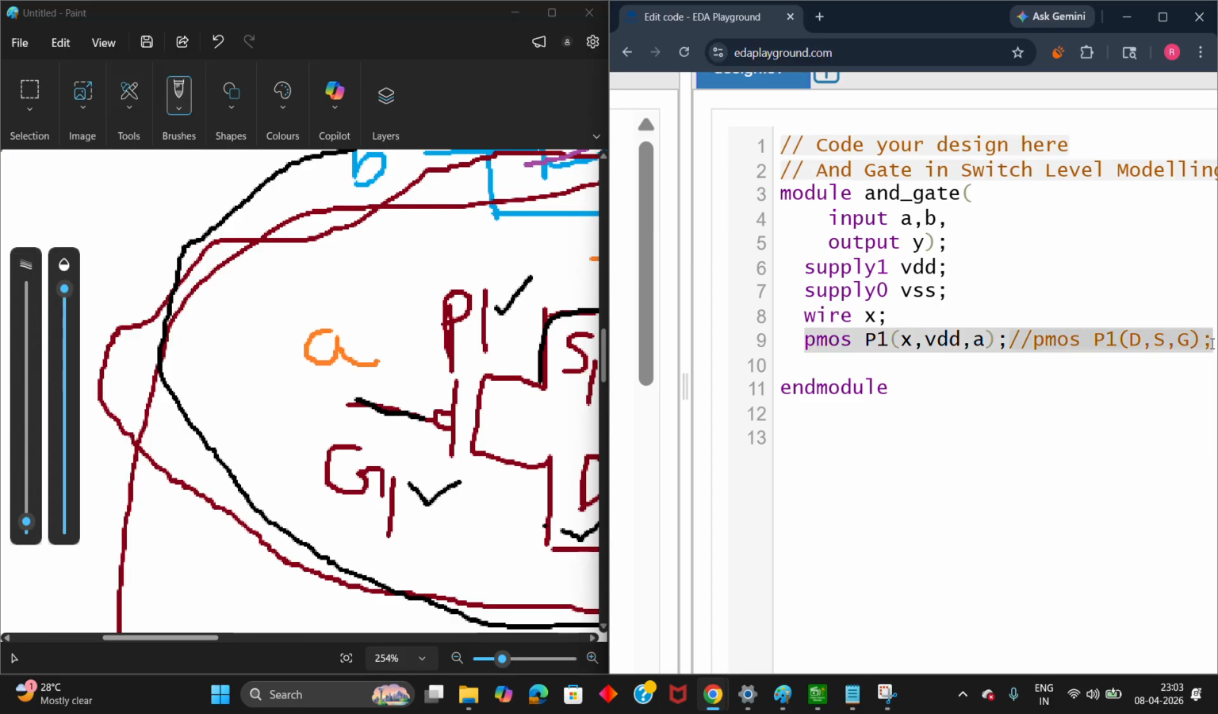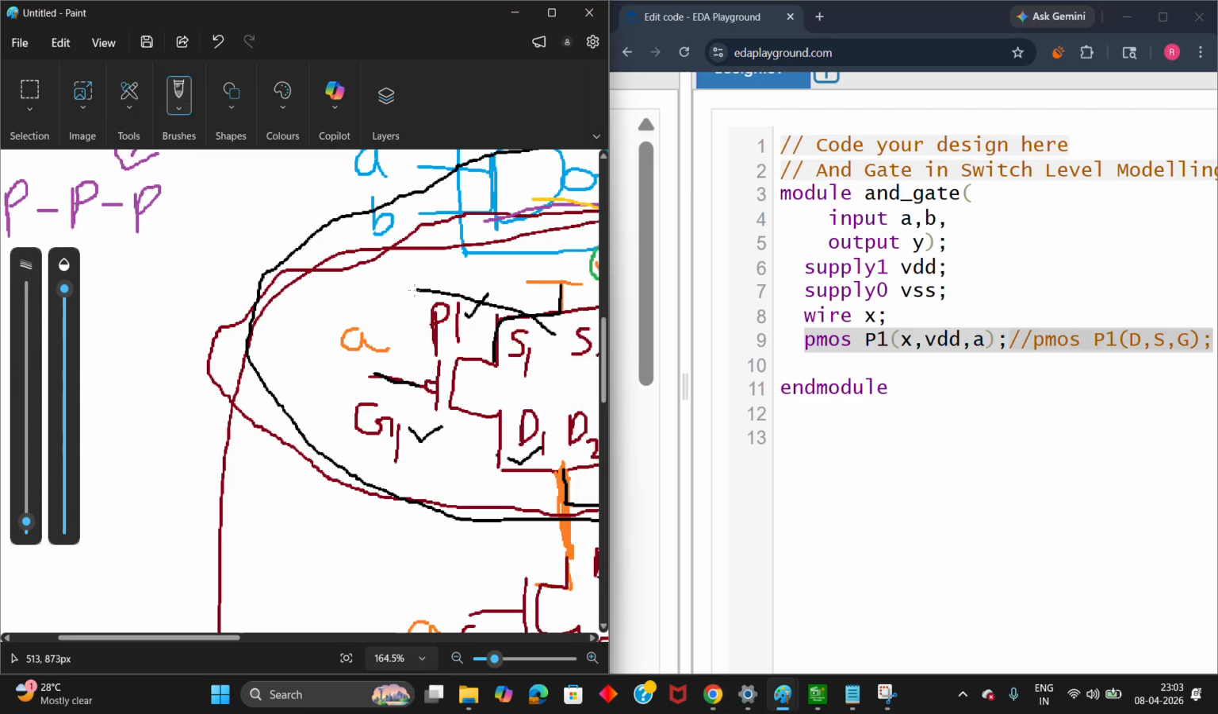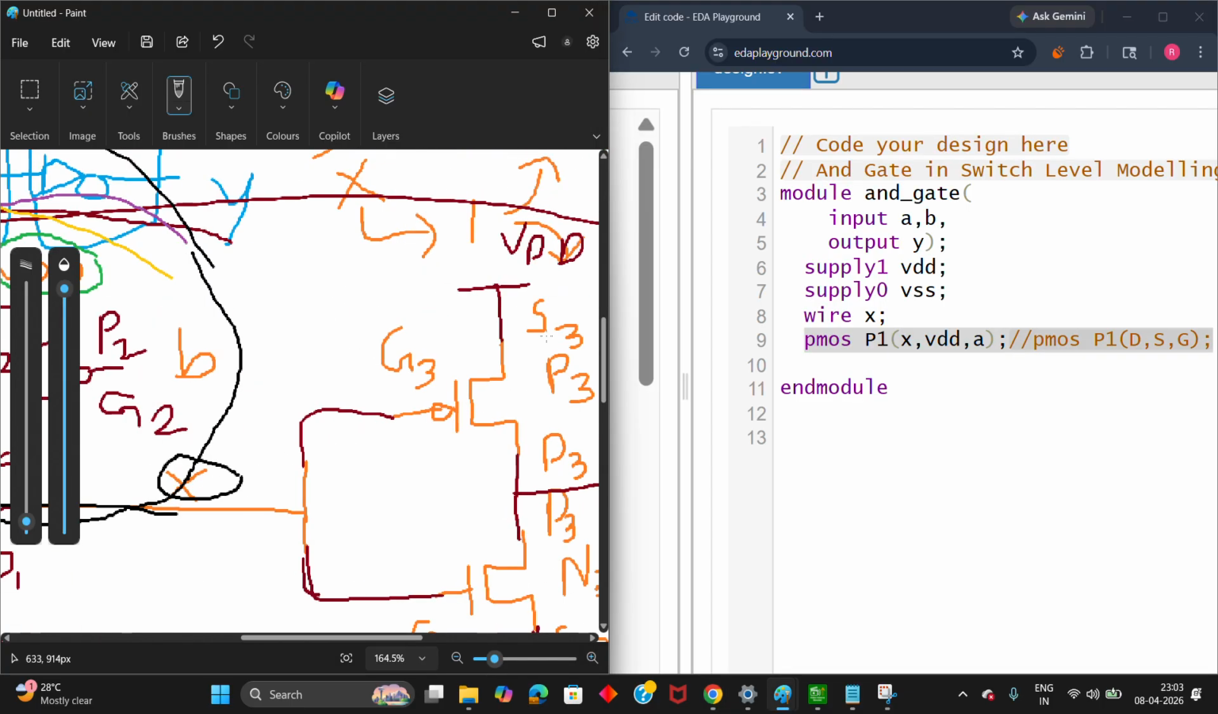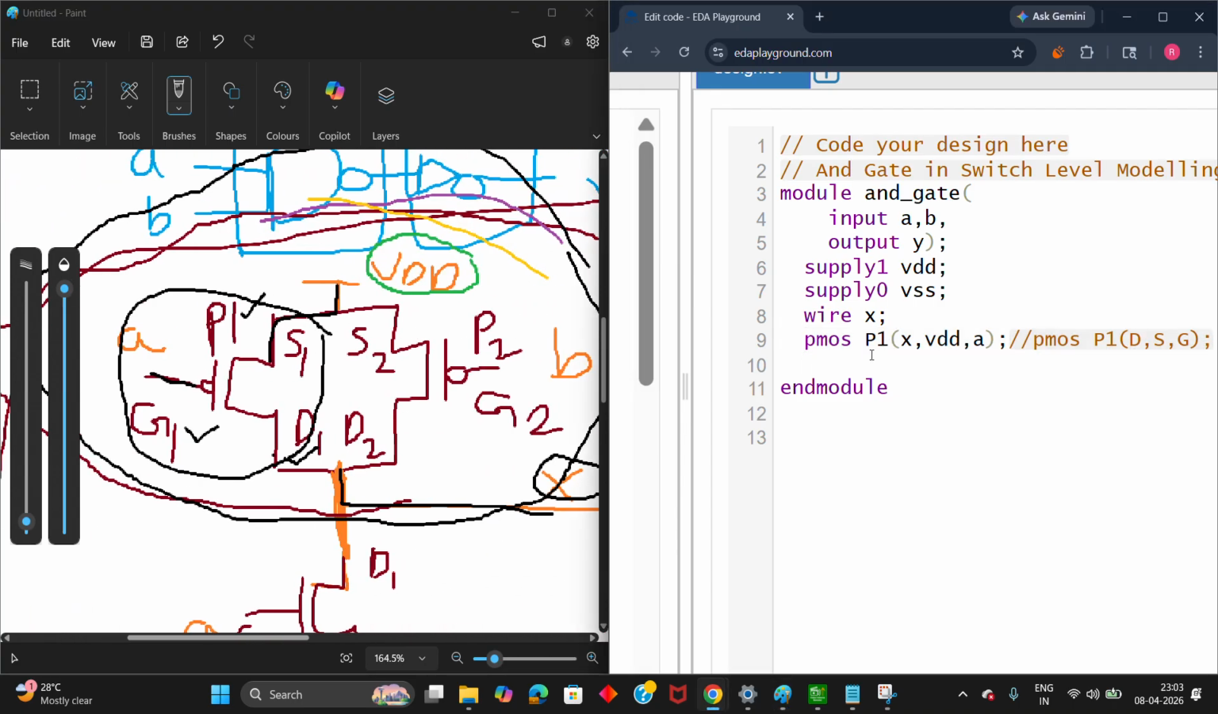Now you just copy it. Now we have completed our P1. This part is completed. Now let us use another PMOS instance or the PMOS primitive, and then modify it to get the P2.